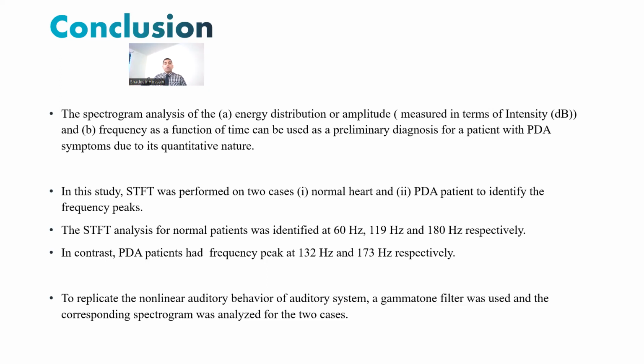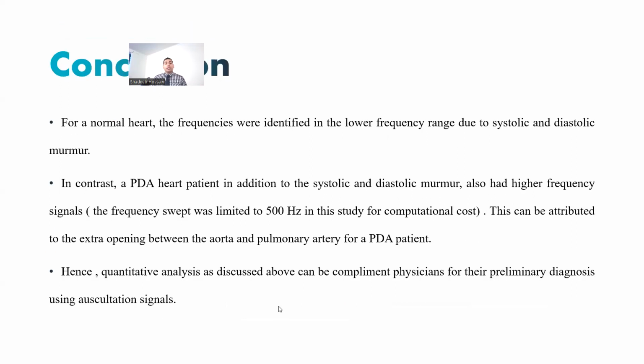However, the problem with the short-term Fourier transform is that it does not take into account the nonlinear behavior of the auditory system. That is the reason why we pass it through a gammatone filter, and once we pass it through a gammatone filter, we try to get the spectrogram. For the spectrogram, we truncate the signal to only 0.46 seconds because that's the normal heartbeat. We also set the frequency limit to 500 hertz because we are not expecting very high frequency peaks in the heart signal. It will also save us computational cost.